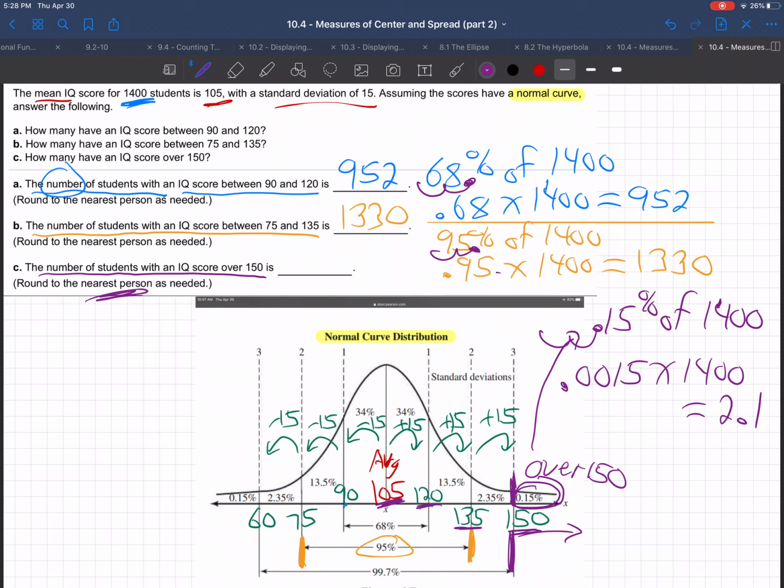They say round to the nearest person. So we will say 2 people will have that kind of IQ over 150, 2 people. So there we go. That's how we do normal distribution. Make sure this curve is on your notes for the next exam.